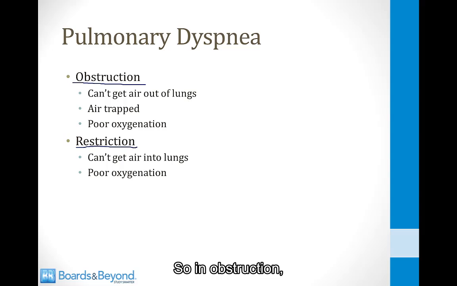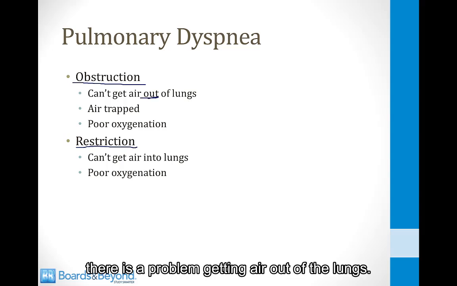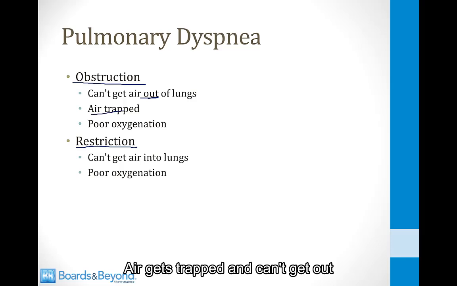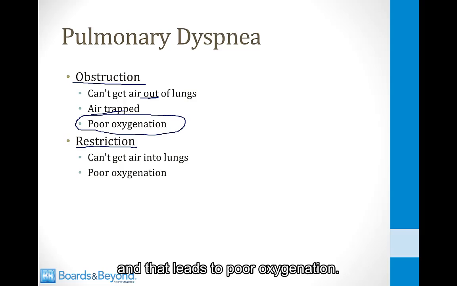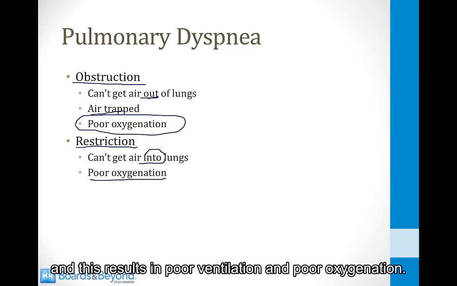In obstruction, there is a problem getting air out of the lungs. Air gets trapped and can't get out, and therefore you have poor ventilation, and that leads to poor oxygenation. In restrictive lung problems, you can't get air into the lungs. And this results in poor ventilation and poor oxygenation.